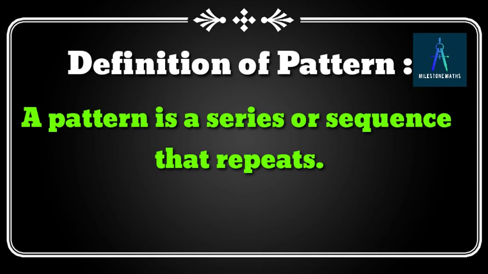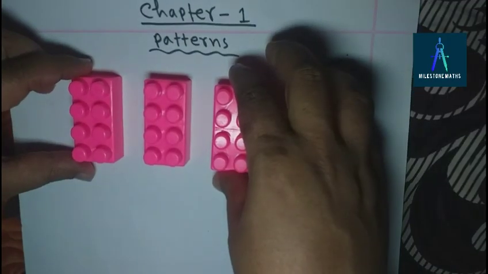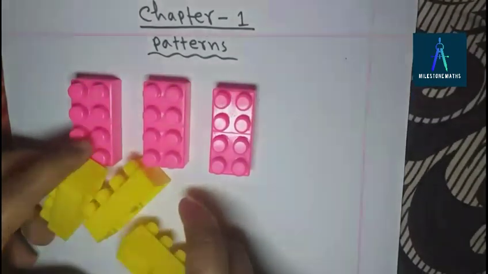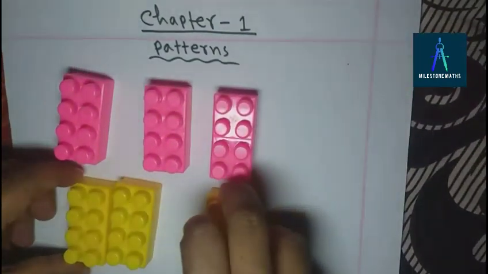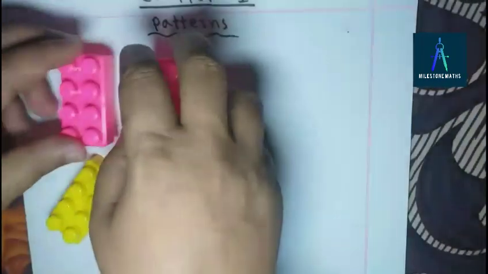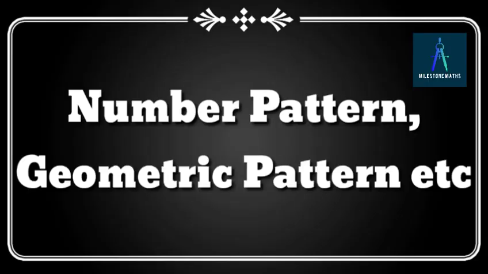There are different types of patterns in the world. If I show you this pink color block, this is a pattern. This is a pink color block pattern. If I show you another pattern, yellow color, this is a yellow color pattern. Similarly, there are lots of patterns in the world, some number patterns, some geometric patterns. Mainly today I will discuss number patterns.